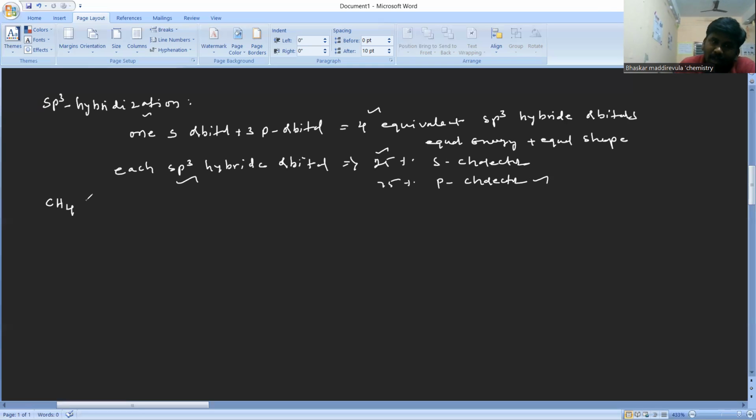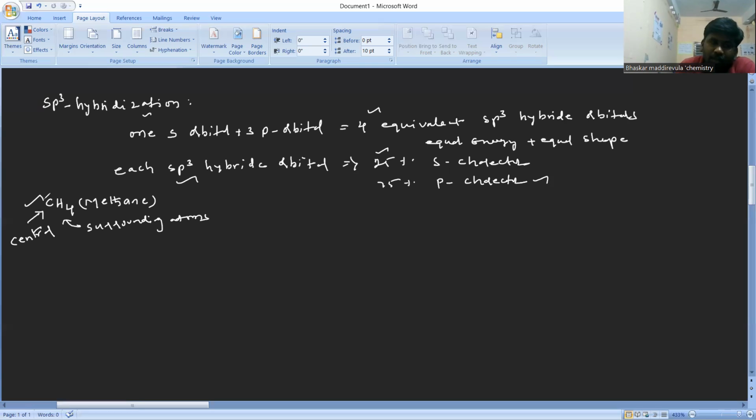This is a methane molecule. By taking this methane molecule, I will explain the sp3 hybridization. In this, the central atom is carbon, and four hydrogens will act as surrounding atoms.